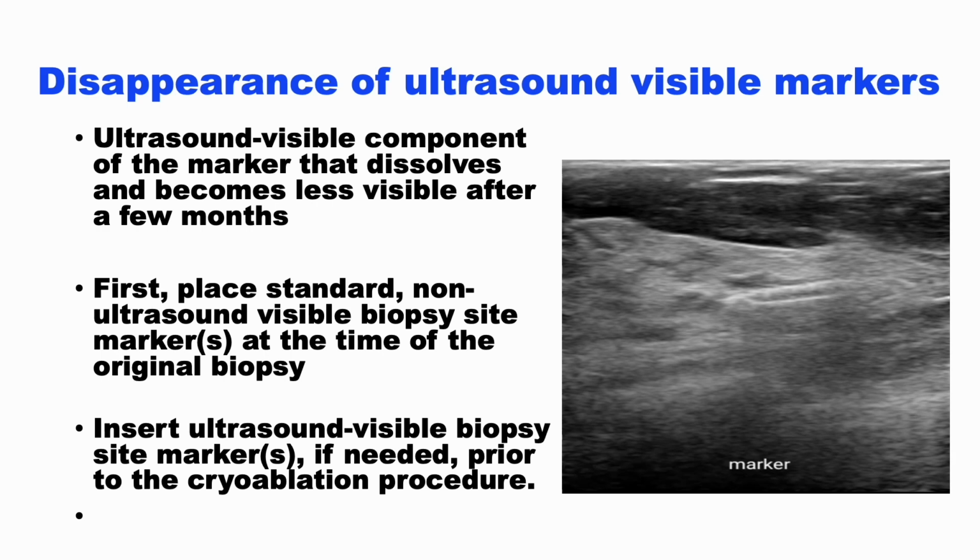Consequently, the most practical approach for this scenario is for the patient to have the standard non-ultrasound visible markers placed prior to upfront chemotherapy or prior to upfront anti-HER2 therapy, followed later by the adjacent placement of one or more ultrasound visible markers in the breast prior to cryoablation.